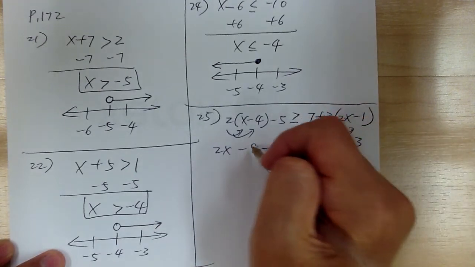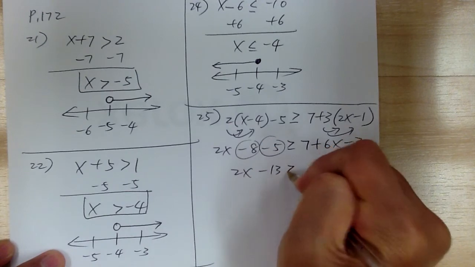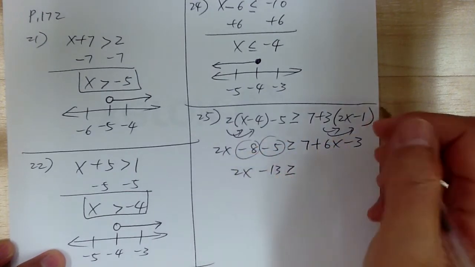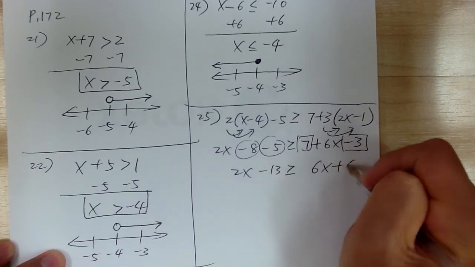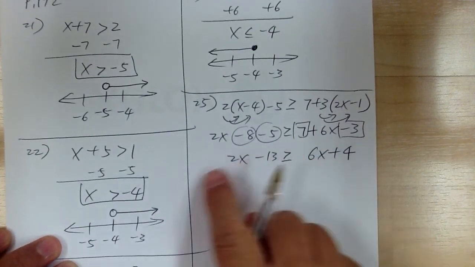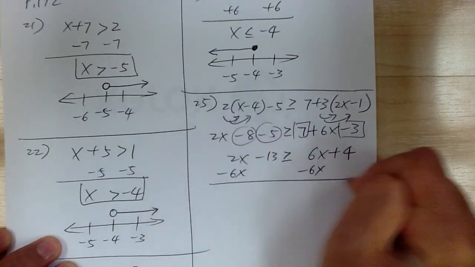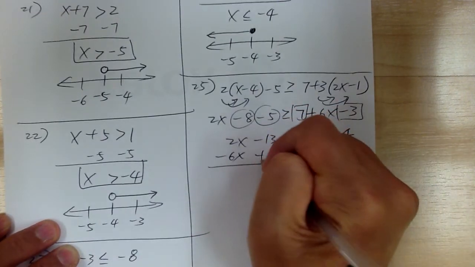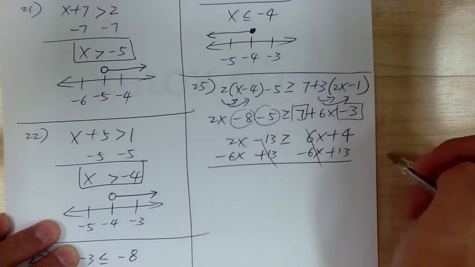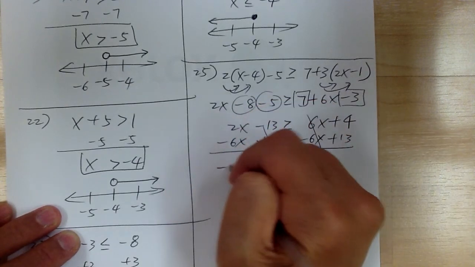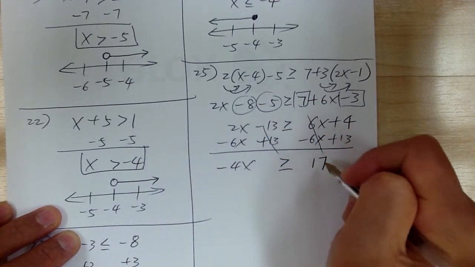So let's combine the like terms a little bit, because there are too many things. So you got 2x minus 13. Again, same sign, you add the numbers together. This one, opposite sign, you subtract the numbers. Remember what I said, always move the variable to the left-hand side for the beginner. So minus 6x, minus 6x. So this is gone. Plus 13, plus 13. Move the variable to the left-hand side, move the number to the opposite side. So you got negative 4x is greater than or equal to 17.